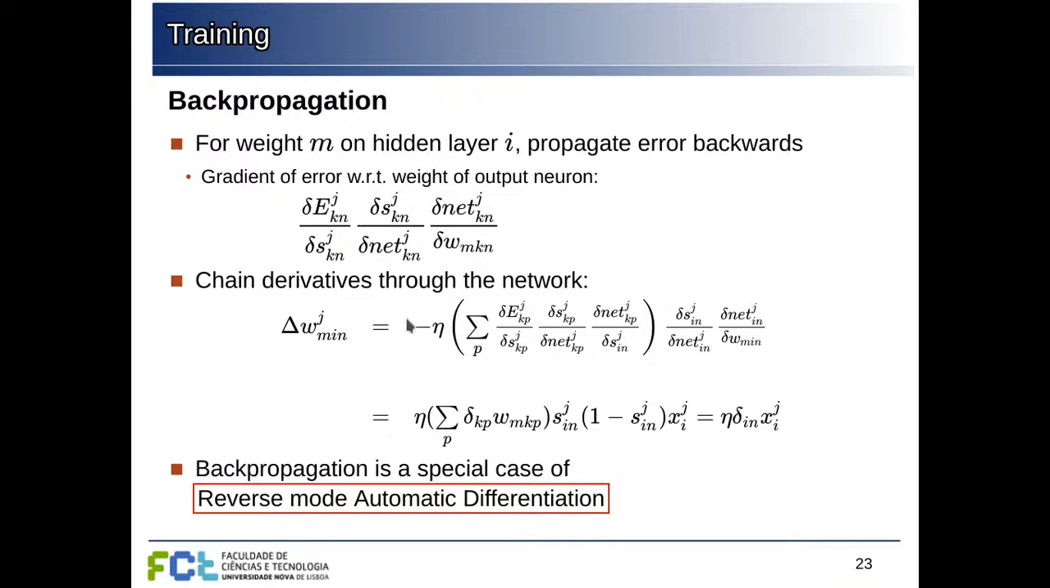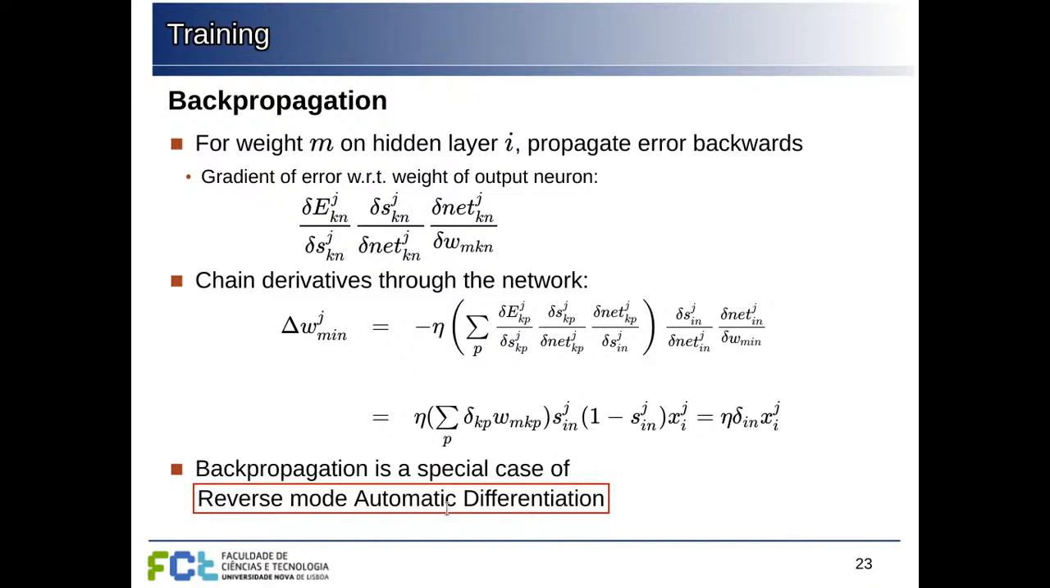If we have a deeper network, then we have to keep chaining this over all the layers, adding the contributions to all the neurons from all the neurons that are forward and so on, and do this to compute how much we need to change each parameter, each weight, in order to reduce the value of the loss function. So backpropagation is a special case of what is called reverse mode automatic differentiation.